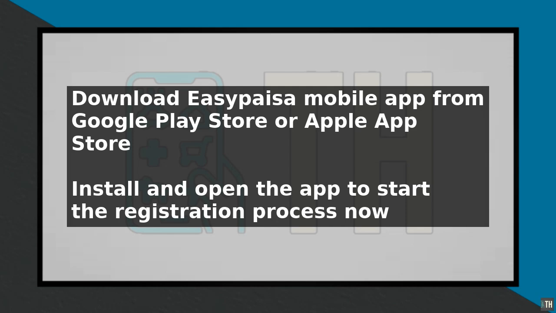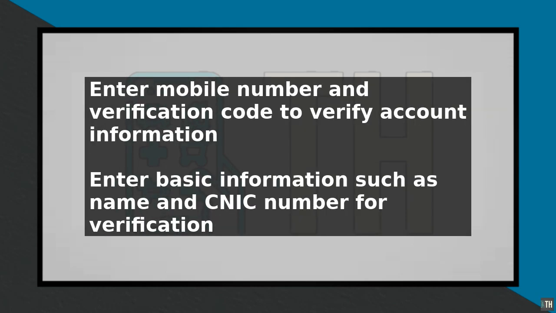You will then receive a verification code on your mobile number. Enter this code in the app and click Verify. After verifying your mobile number, you will be asked to enter some basic information such as your name and CNIC number. Make sure to enter the correct information as it will be used for verification purposes.